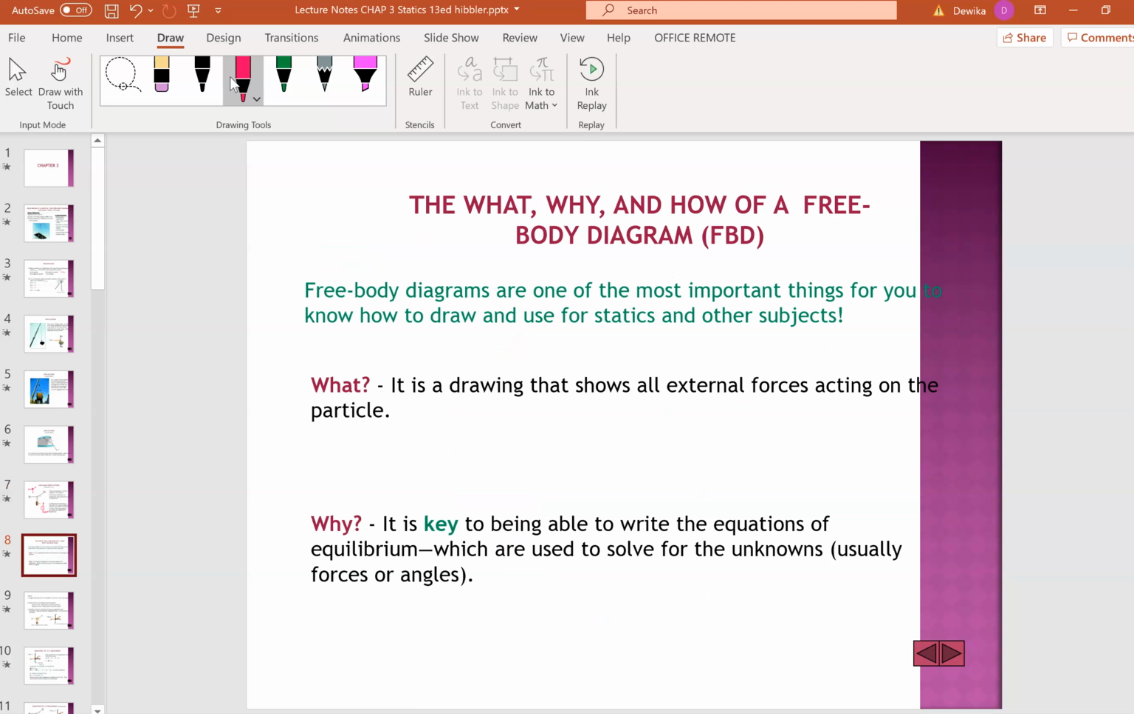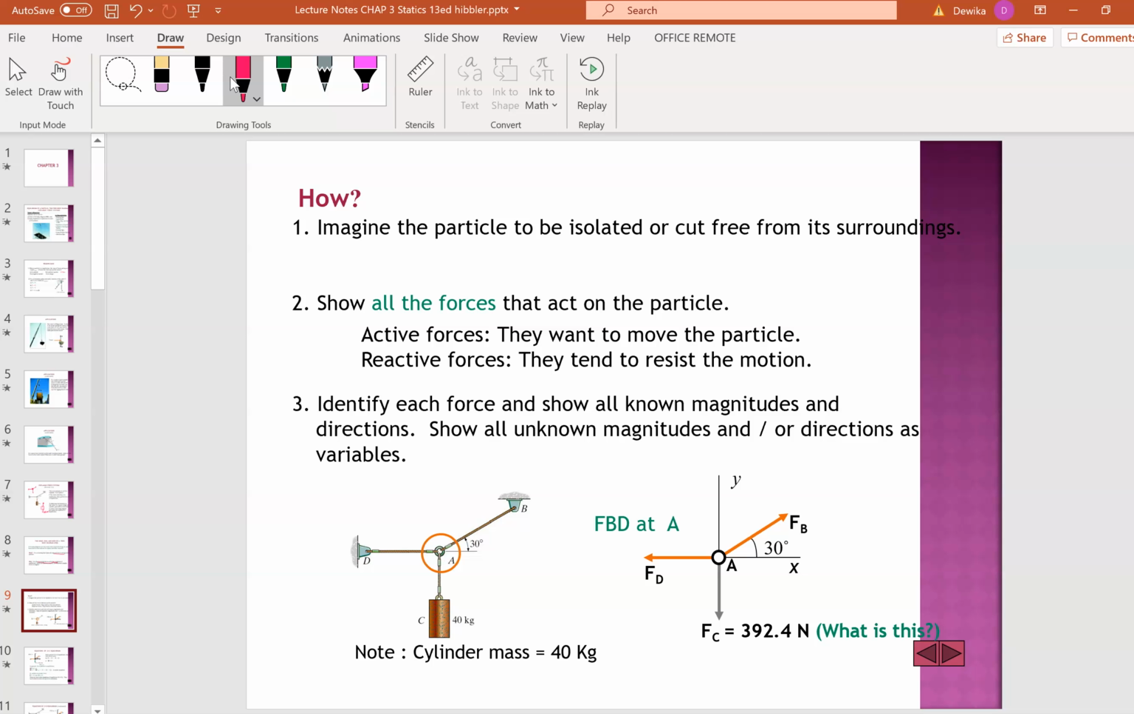So we are now going to solve the coplanar questions here. The what, why, and how of the free body diagram. What? It's a drawing that shows all external forces acting on the particle. Why? It's key to being able to write the equation based on the forces. Only then can we write the equation of equilibrium. And how do you do it? Imagine the particle to be isolated, meaning it is a single thing. You cut it off from the surroundings and show only all the forces acting on that particle.